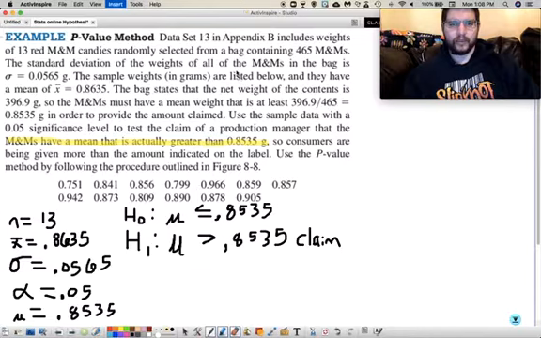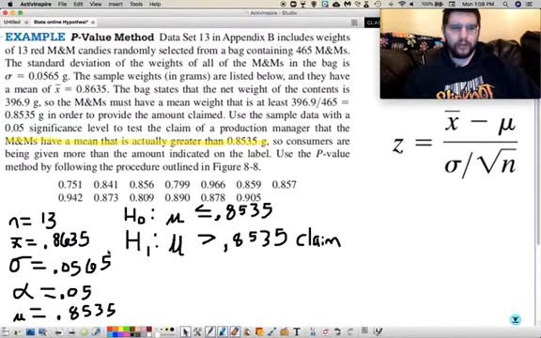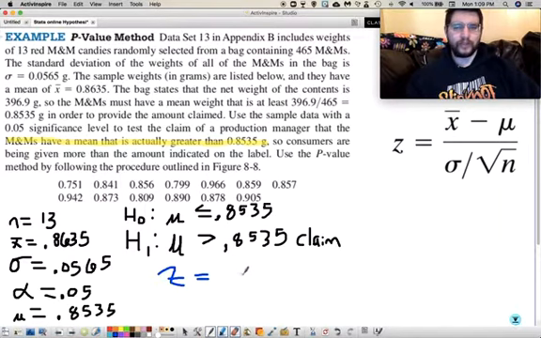Okay, so I just stick that over here on the side. So let's check. X bar, yup. Mu, yup. Sigma, N, got it. So now we can calculate the test statistic. So again, it's a Z test statistic, because we're dealing with a Z test. Sigma is known, we use Z. If sigma is unknown, we're going to use a T.